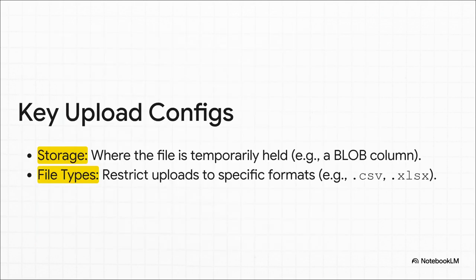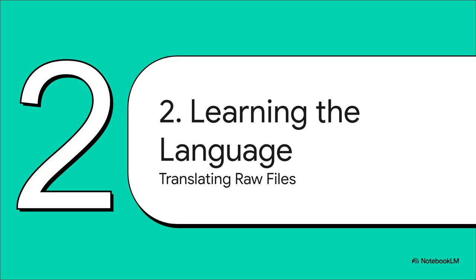But here's the thing. Even at this very first step, we're not just sitting back and hoping for the best. Nope, we're setting the rules of the road. We get to decide where that file is temporarily stored, and maybe more importantly, we can restrict which file types are even allowed in the first place. By saying, hey, only CSVs are welcome here, we're stopping a whole bunch of potential problems before they even get started.